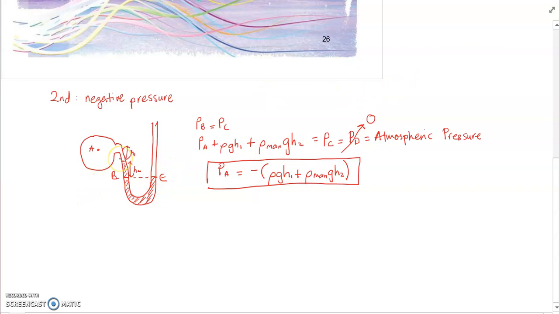Same thing as the previous derivation: at the datum, pressure B is equal to pressure C.